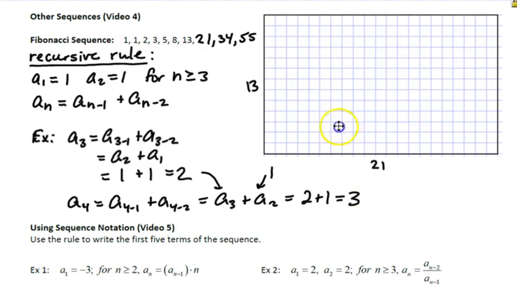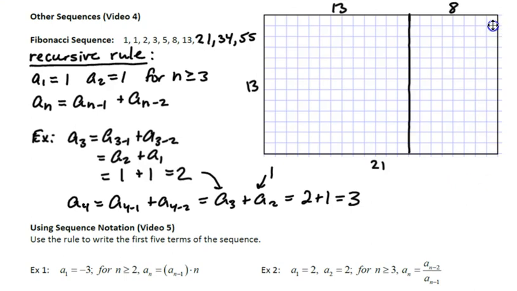Now, if we were to count over 13 squares here, 1, 2, 3, 4, 5, 6, 7, 8, 9, 10, 11, 12, 13, this gives me a 13 by 13 square. Now, this rectangle next to it is an 8 by 13 rectangle, because 13 plus 8 is 21. So both the 13 by 21 rectangle and the 8 by 13 rectangle have very similar ratios to each other.